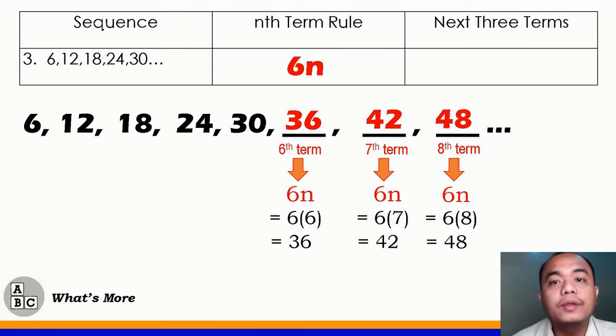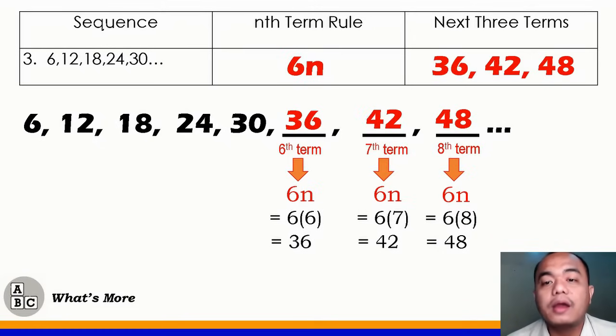But if you are asked for a specific term, just like the 121st term or the 200th term, right? So we will use the n-term rule, which is easier. So we have here the next terms are 36, 42, and 48.